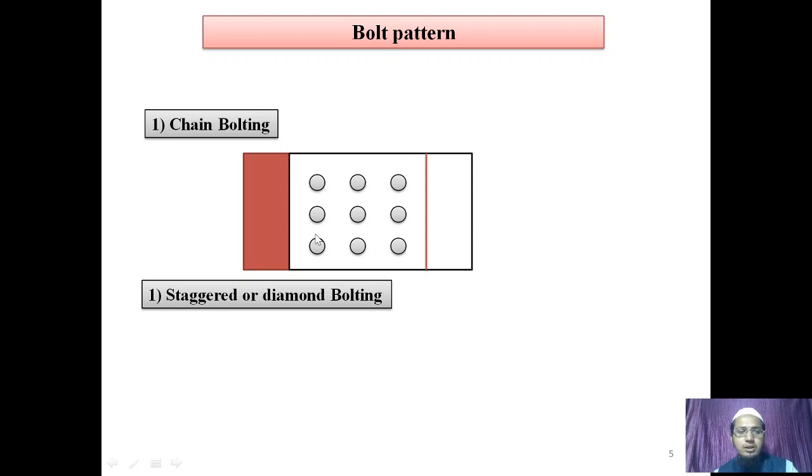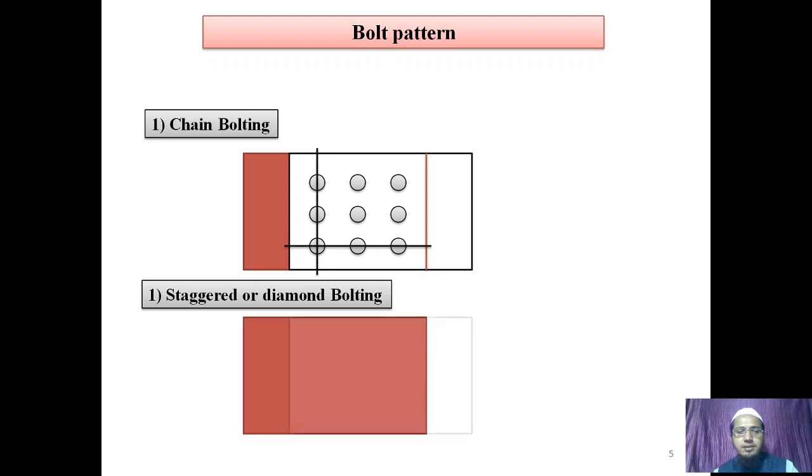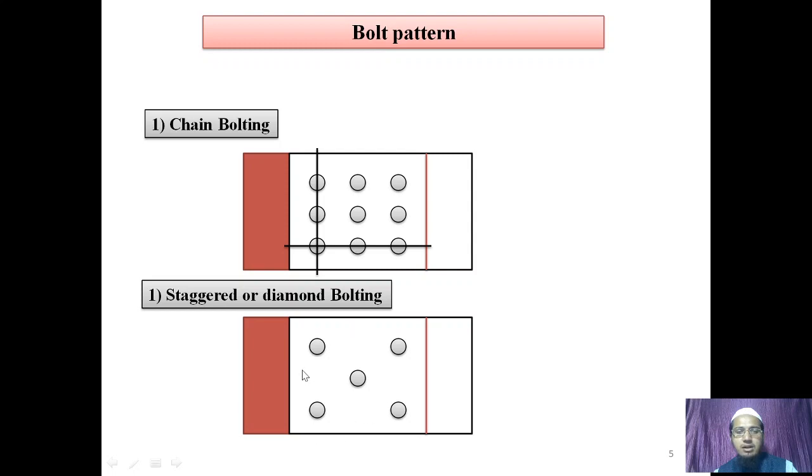Now suppose there is a plate connected to another plate by means of a bolting pattern as shown in the picture. You can see the bolts are staggered, in a zigzag pattern. This zigzag bolting is termed staggered or diamond bolting.